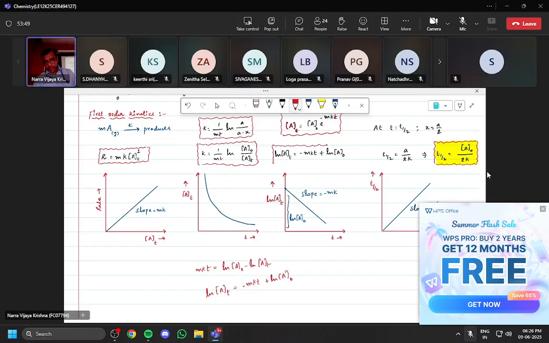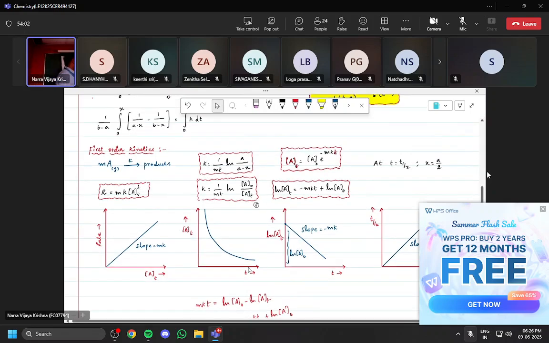Now, at a time t equal to t half, what happened? x becomes equal to a by 2, half-life. If x becomes a by 2, what happens to this equation? Substitute x equal to a by 2 here. a minus a by 2 is a by 2. 2 goes to numerator. a cancels. So what you got? Log 2. Right? So 1 upon Mt log 2. Instead of t, I have to write t half. Bring the t half to this side, k to this side. So what you got?